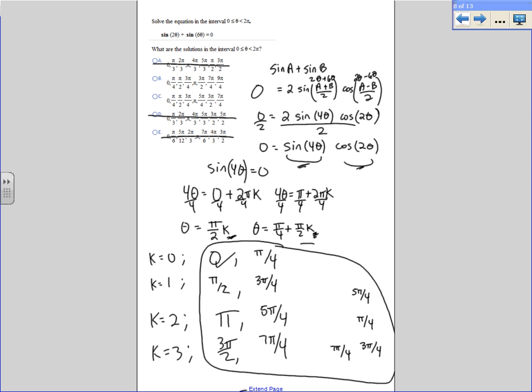Let's just look at the difference here. All right, then at pi over 2, we got 3 pi over 4. We got that one. We got pi. All right, 3 pi over 2. We got that one. 5 pi over 4. We got that one. 7 pi over 4. We got that one. And then 3 pi over 2. We got that one. I finally see the one we didn't get. 9 pi over 4. And we didn't get that. So it must be C. Okay.